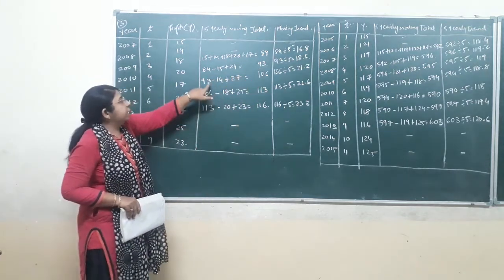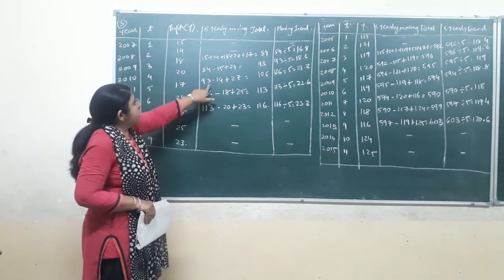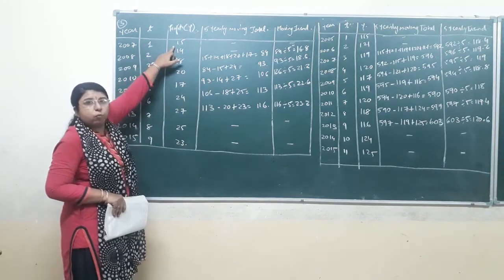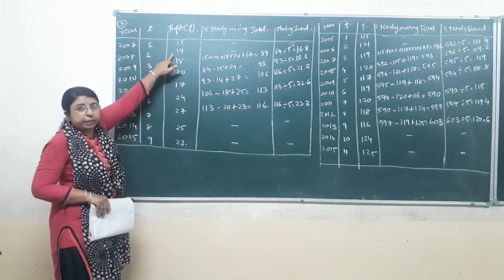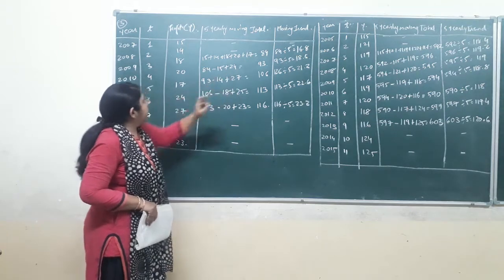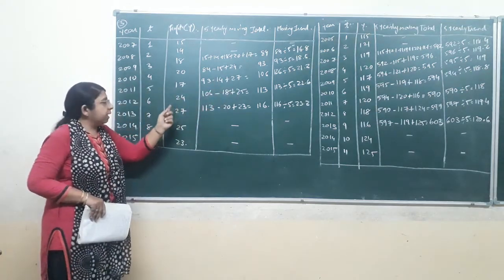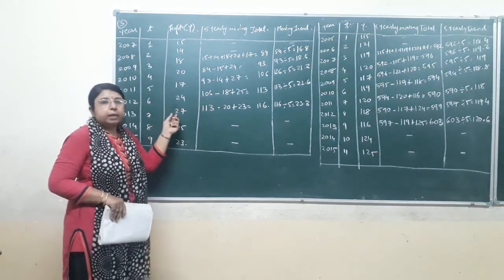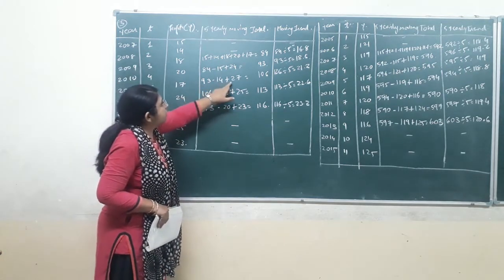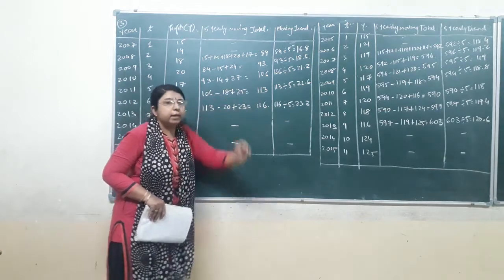Next, I take that same total, 93. Minus, the last I subtracted was 15, that was y1, so now I subtract 14, that is y2. Plus, the last I added was 24, that is y6, so next I will add 27, that is y7. So 93 minus 14 plus 27 is equal to 106.